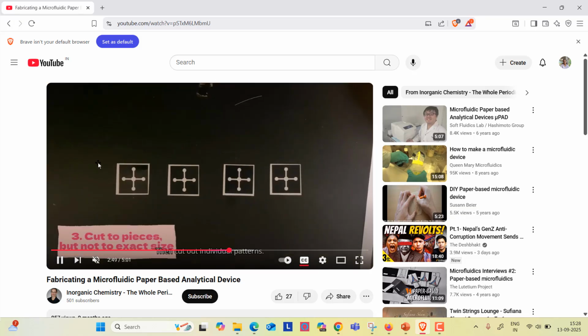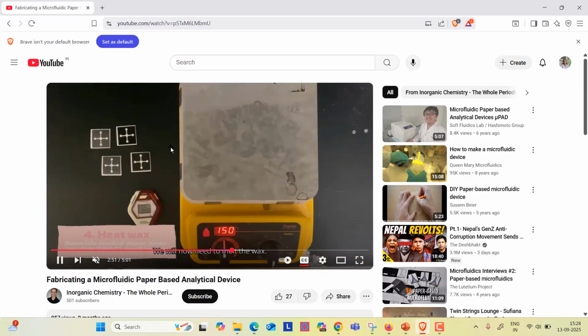Print using the wax printer. So now this is printed. Heat the wax.